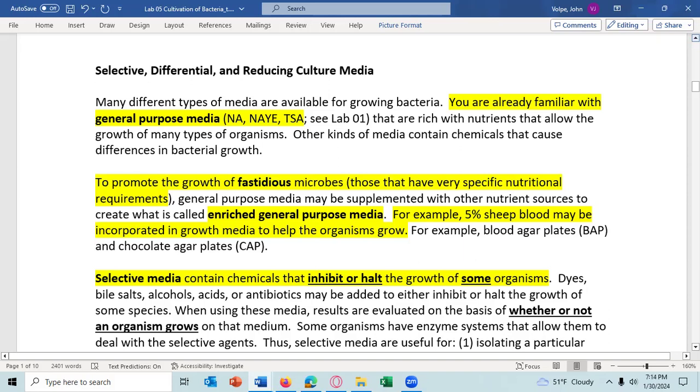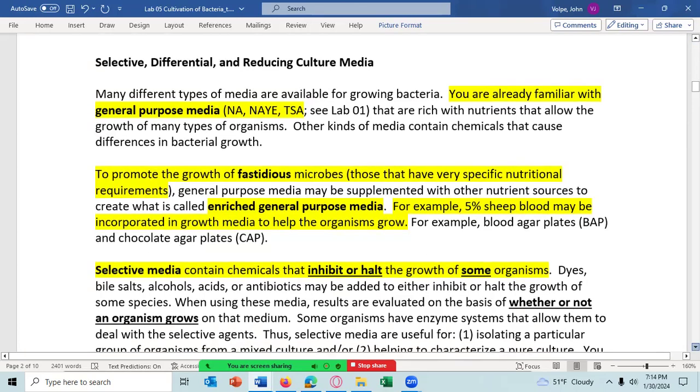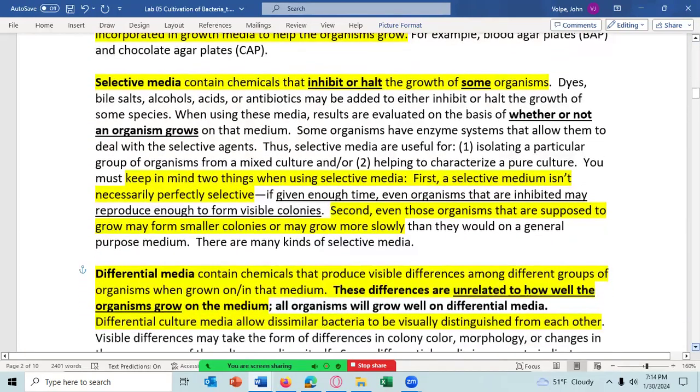Any questions about any of that? All right. So there's general purpose media, there's enriched general purpose media, and then there is selective media. Selective media is a media that contains chemicals that inhibit or halt the growth of some organisms. So it selects for some things to grow and selects against other things.